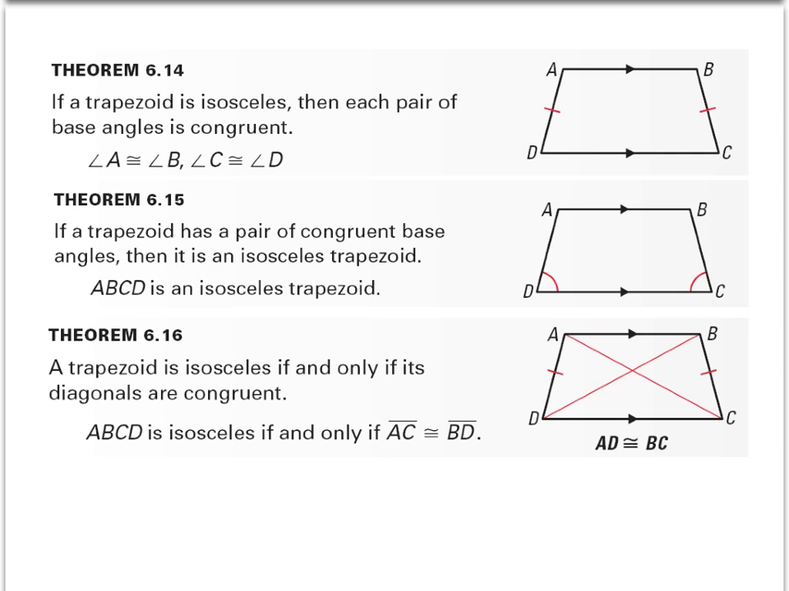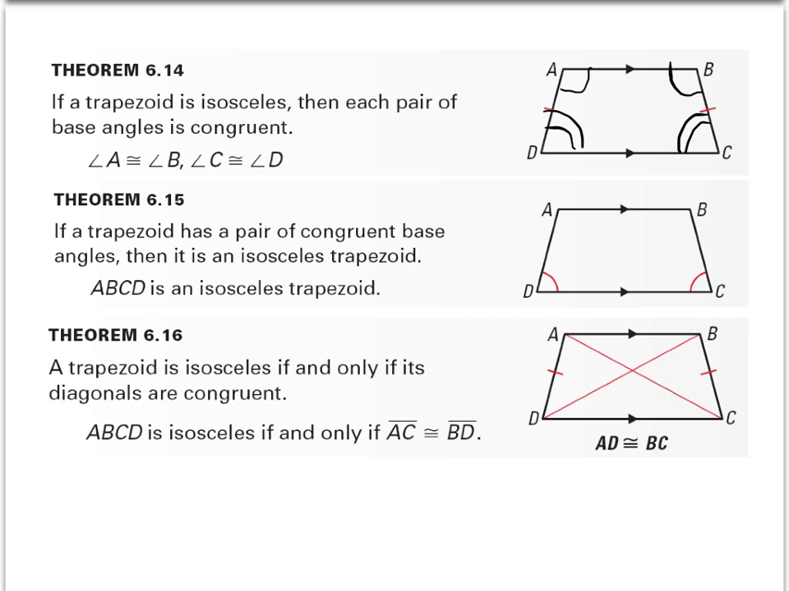Okay, we have a few theorems about trapezoids that we want to go over. Theorem 6.14 says if a trapezoid is isosceles, then each pair of base angles are congruent. So, in this example here, angle A and angle B are congruent, angle D and angle C are congruent as well.